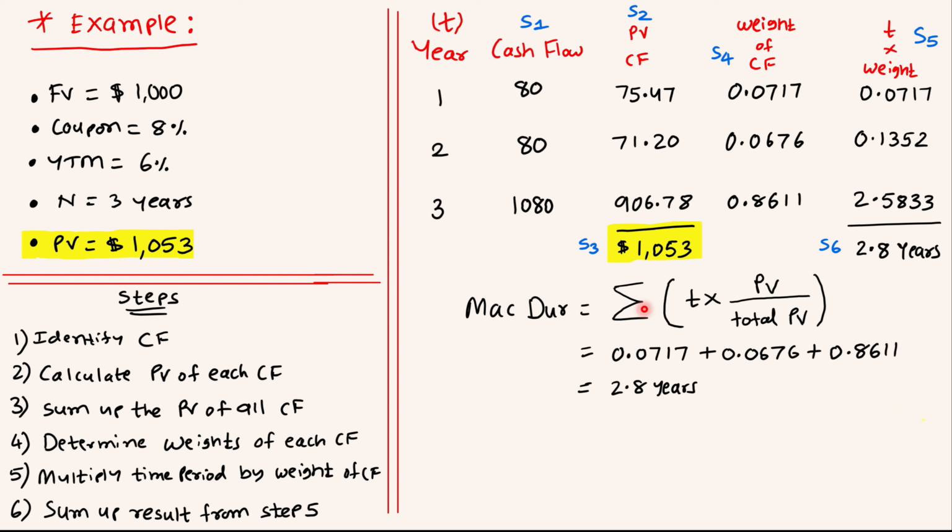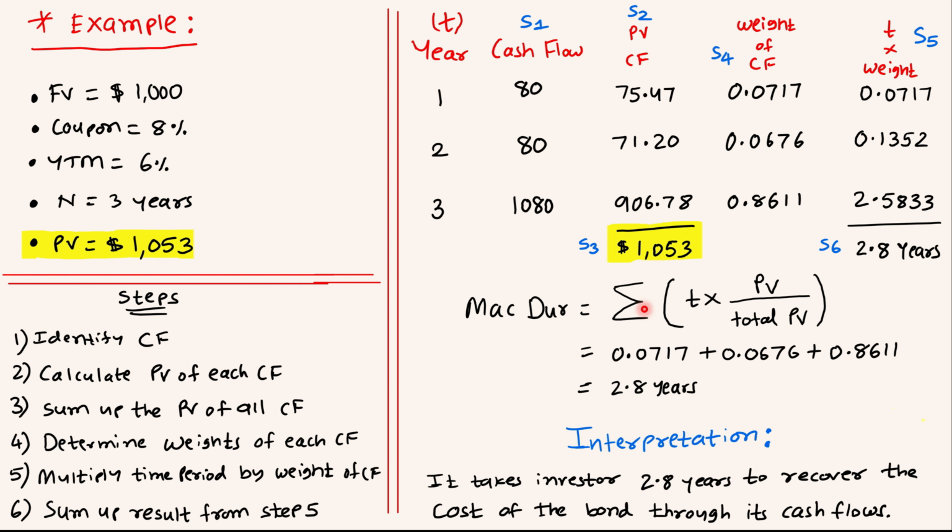So what's the interpretation for the Macaulay duration? What does it mean? So basically it takes the investor 2.8 years to recover the cost of the bond through its cash flows. Okay. So while we are looking into Macaulay duration, we can also just have a quick understanding of what the modified duration means. It's just an extra step.